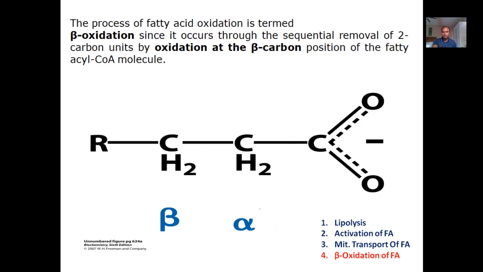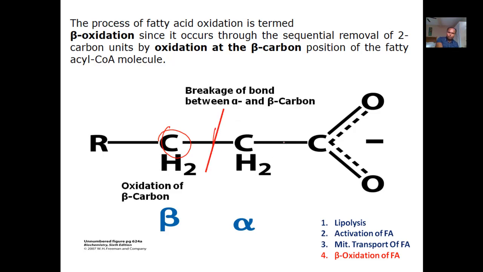Now this is where beta oxidation happens. Beta oxidation means the oxidation of carbon at beta carbon. This is alpha carbon, the carbon attached to the functional group, and this is beta carbon. Oxidation of this carbon occurs, and because of that, the bond will be broken between alpha and beta carbon. Beta oxidation is nothing but breaking of the bond between alpha carbon and beta carbon of the fatty acid chain.